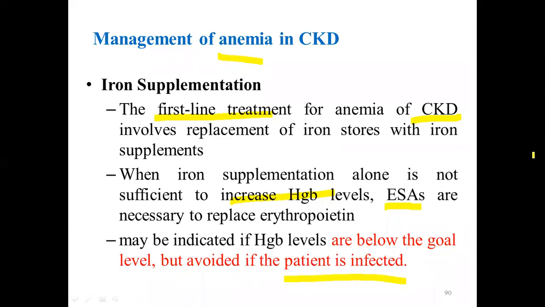So if you see here, iron supplementation is recommended if the hemoglobin levels are below the goal, that is below 11, but avoid it if the patient is infected. If a patient is having any infection, despite having anemia, you need to avoid iron supplement until the patient has cleared the infection. So what is the reason?